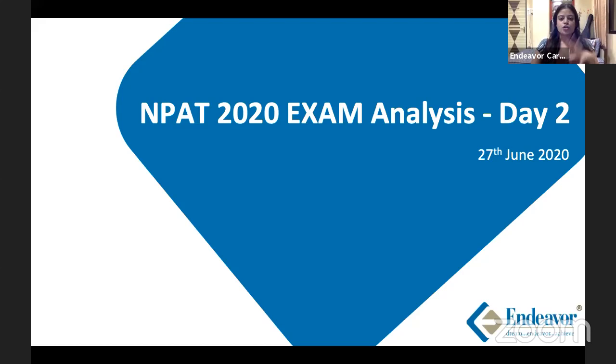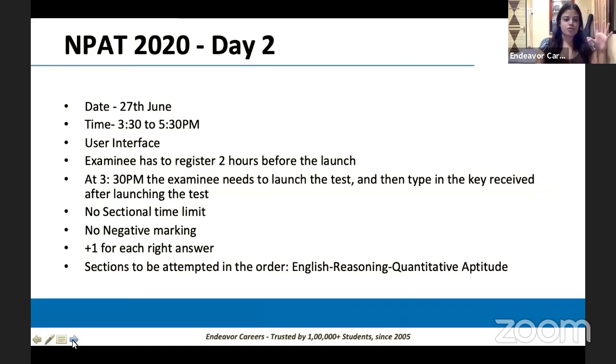Okay, so let's move on with the verbal section. Before that, I'm just going to go through a couple of things here. The exam time remained the same, 3:30 to 5:30. All of the instructions remained the same as before. There was no negative marking as usual, and there was 1 mark for each right answer. There was also no sectional time limit, in the sense that you did not have to spend only a particular amount of time on each section. You were free to manage your own time accordingly.